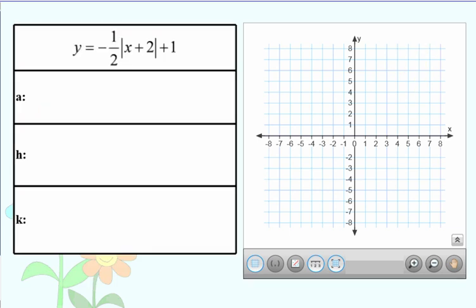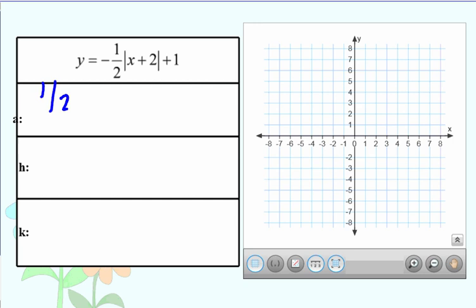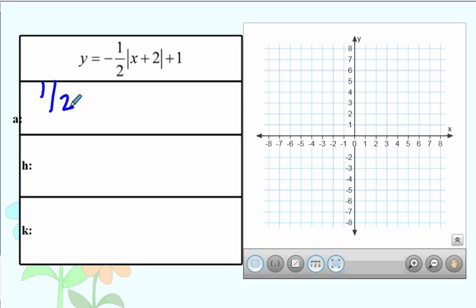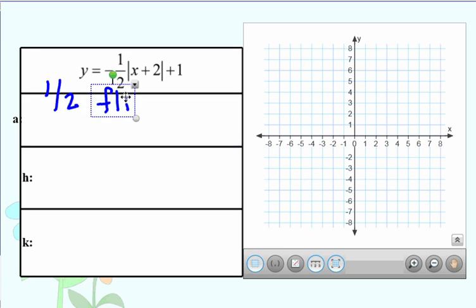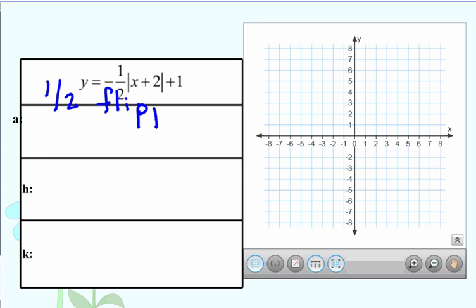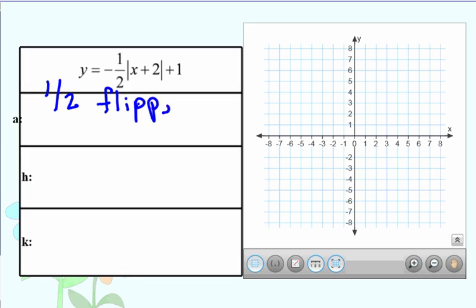All right, now we have an absolute value. We've got a 1/2 for our a. It's always positive, but the negative is going to cause us to flip the graph. Let me write it. My board's being a little touchy. All right, so it's flipped.